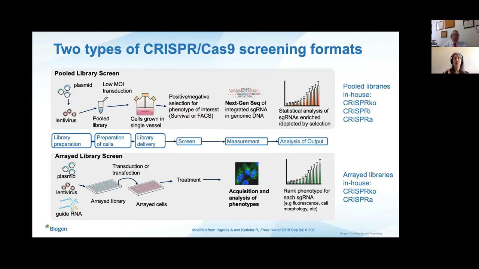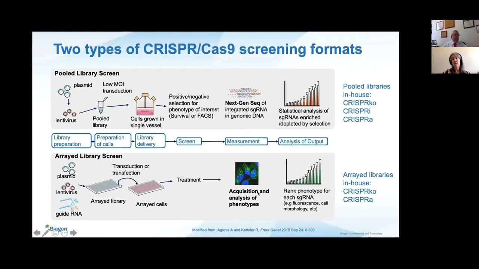Fairly simple readout. Now, an arrayed library screen, in contrast, every single well is going to have its own gene targeted, usually by multiple guides to that gene. The screen that we do has 4 guides per well, but a single gene at a time. And then you're going to transduce or transfect in your cells, do your treatment, and now you're going to be able to look at phenotypes.